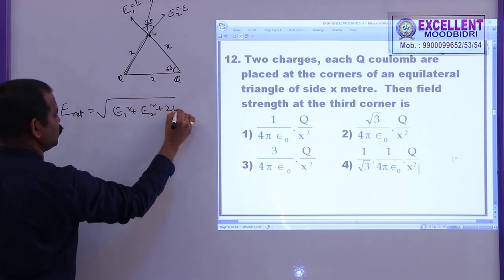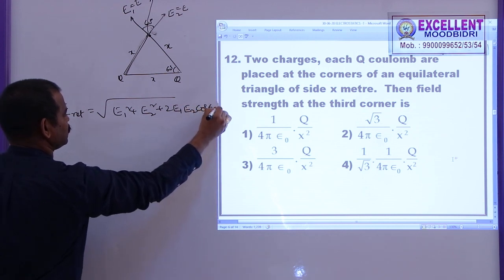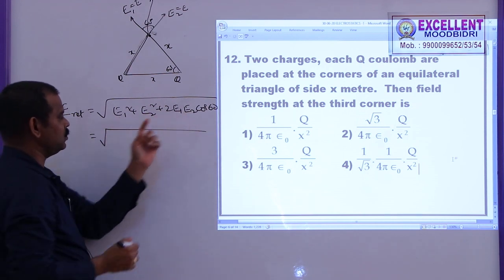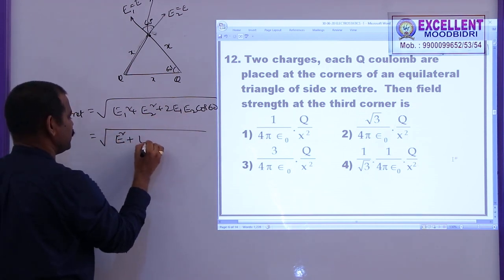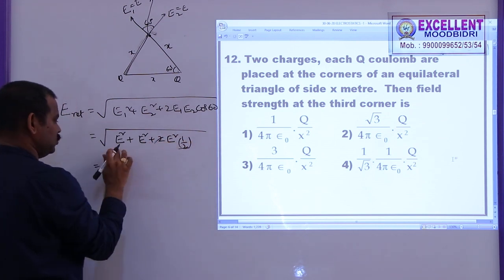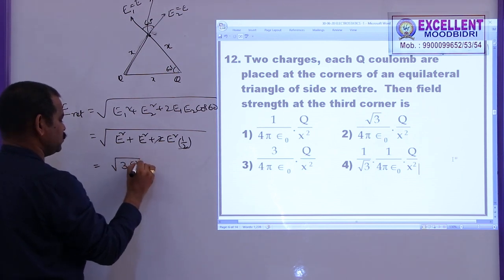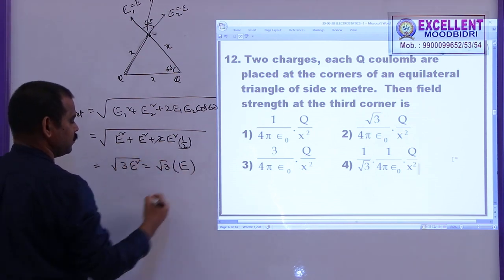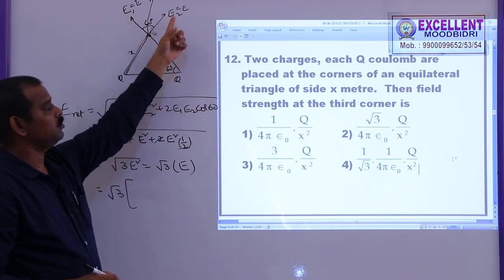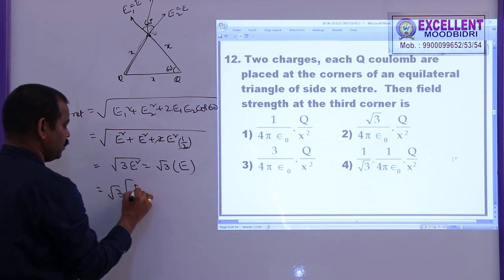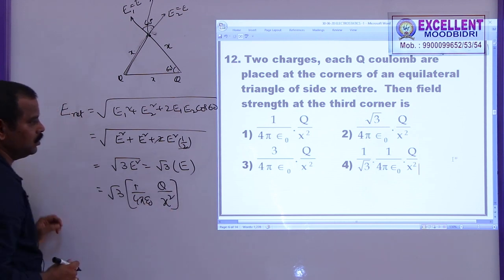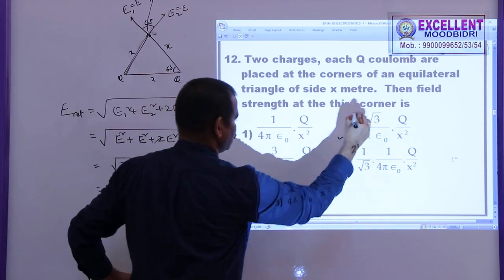E2 square plus 2 E1 E2 cos 60, which is E square plus E square plus 2 E square into 1 by 2. So this is root 3 E square, which you can write as root 3 into E. What is the electric field due to any one of the charges? E1 is equal to E, E2 is equal to E. E can be written as 1 by 4 pi epsilon naught, charge Q by square of the distance. So option 2 is correct.